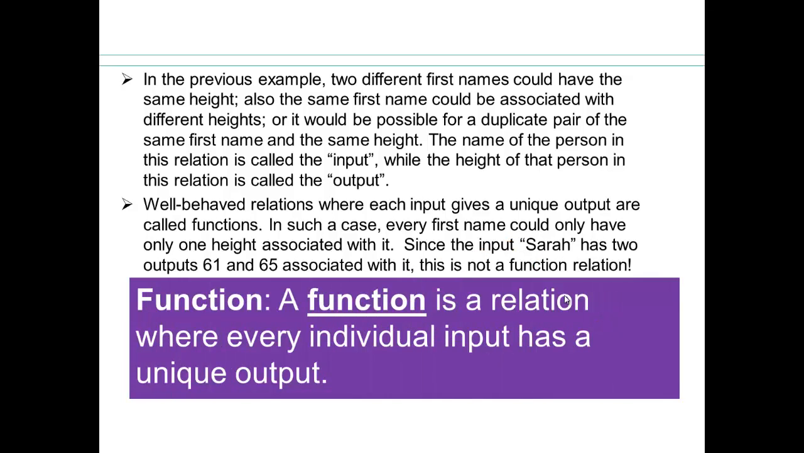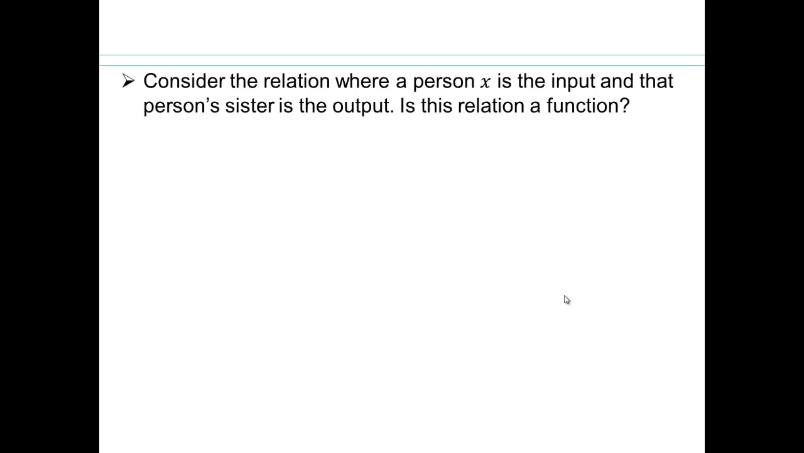So a function is a relation where every individual input has a unique output. Remember that. Every individual input has a unique output. All right, consider a relation where a person X is the input and that person's sister is the output. Pause the video here and tell us whether this relation is a function or not. Assuming you have come back from the pause, what do you think? Do you think this relation is a function?